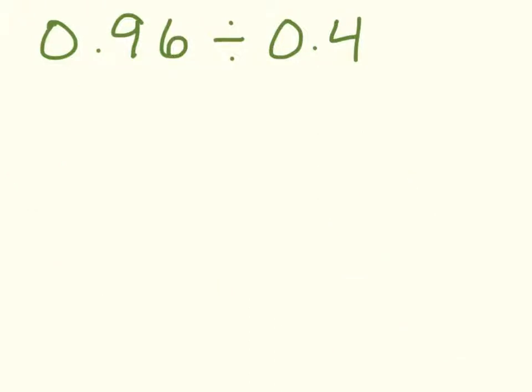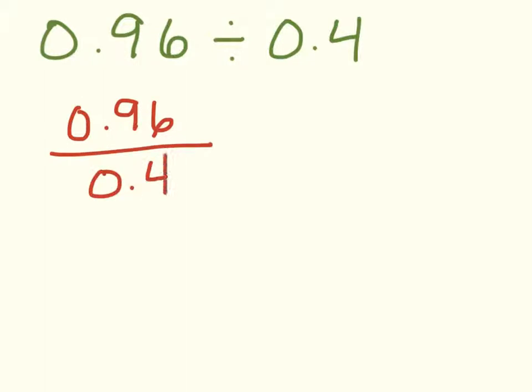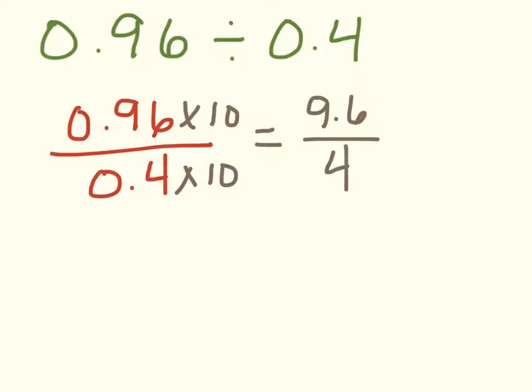Remember, in method 2 we express the quotient as a fraction. So we're going to take 0.96 and place it over 0.4, 96 hundredths divided by 4 tenths. Now we multiply both the numerator and the denominator by 10 to make the divisor a whole number. Notice we don't have to use 100 because all we really need to be a whole number is the divisor. So we have 9.6 divided by 4.